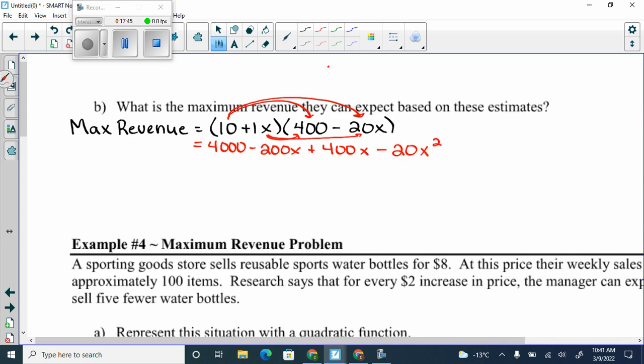This is not a good form for completing the square, because to complete the square I have to have x squared and x, and take the number out of the first two terms. So right now it's not in a form I can complete the square with. When I collect like terms, I have to go in decreasing order. So I'm going to start with negative 20x squared, and then negative 200 plus 400 is plus 200x, and then plus 4,000.